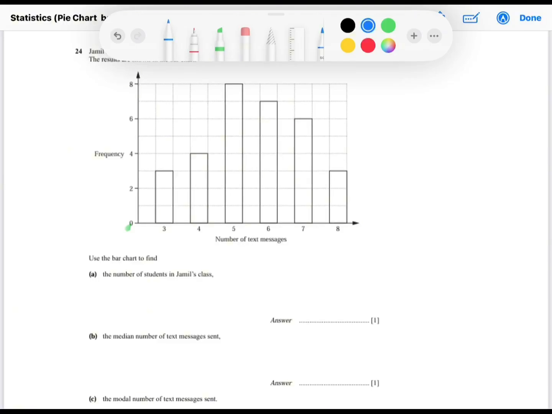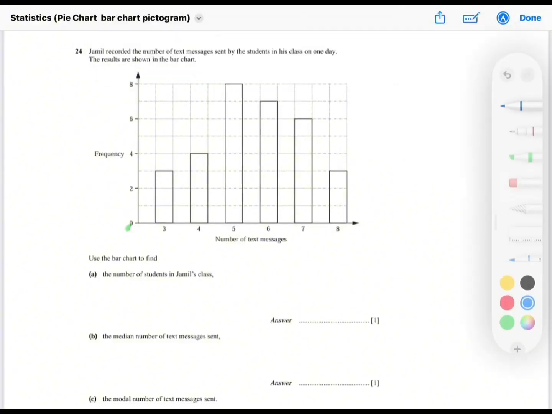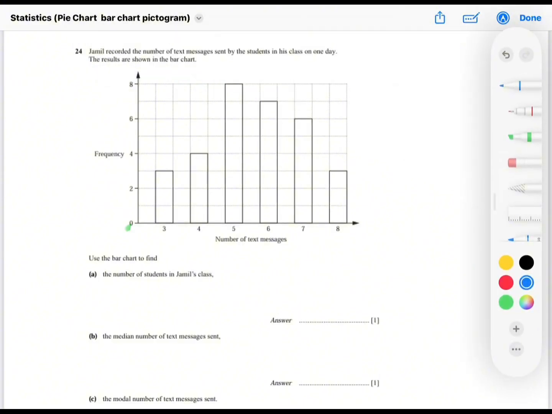Now the first part is to use the bar chart to find the number of students in Jamil's class. So we need to find the number of students. You can see this is the number of text messages, and these are the frequencies. So this frequency will represent the number of students in Jamil's class. Two students have sent zero messages, or we can say two students have sent how many? Three messages have been sent by how many students? You can see that three students have sent three messages. Four messages have been sent by four students. Five text messages have been sent by 8 students. So basically frequency represents the number of students.